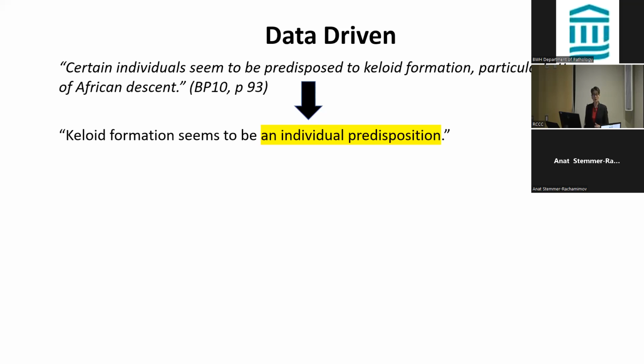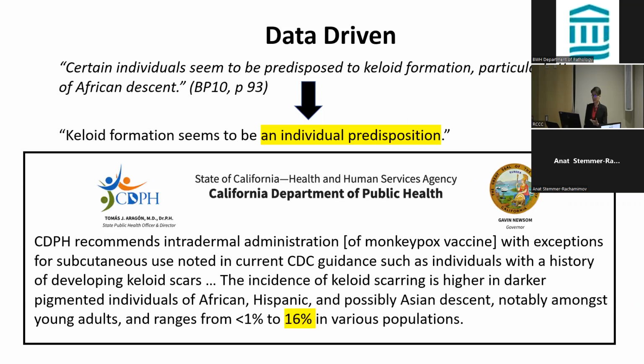Three days later, I get an email from someone in the office of the California State Department of Public Health saying, we'd like to talk with you about this video of yours. Can you meet with us? And of course, I brought in Dr. Graves because we are a team. This is what it said on the California Department of Public Health site: we've been trying to extend the amount of vaccine that we can use, so intradermal administration can increase our amount up to five-fold. But the incidence of keloid scarring is higher in darker pigmented individuals of African, Hispanic, and possibly Asian descent. And there is that 16%.